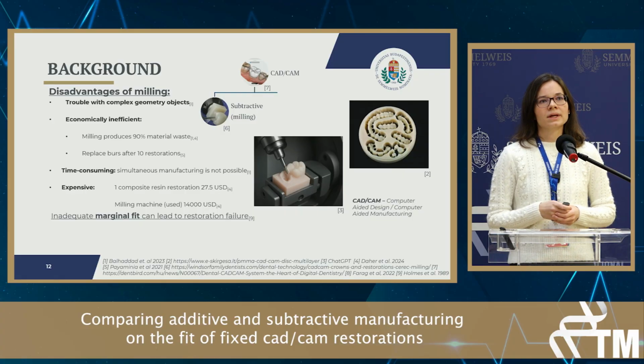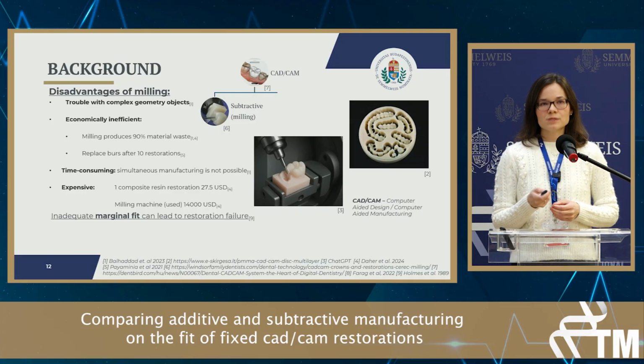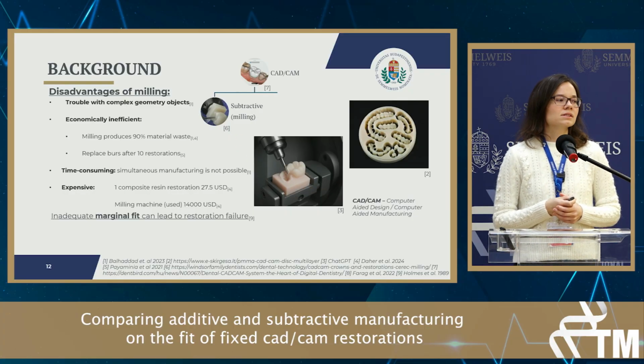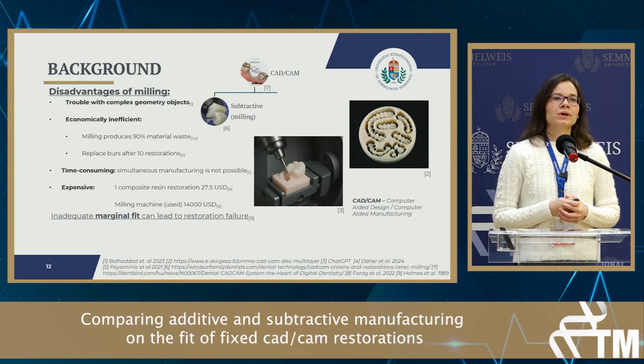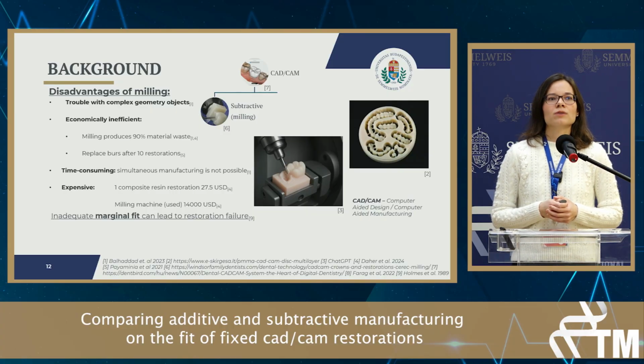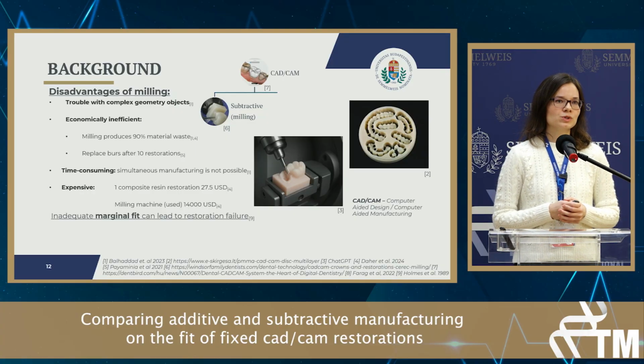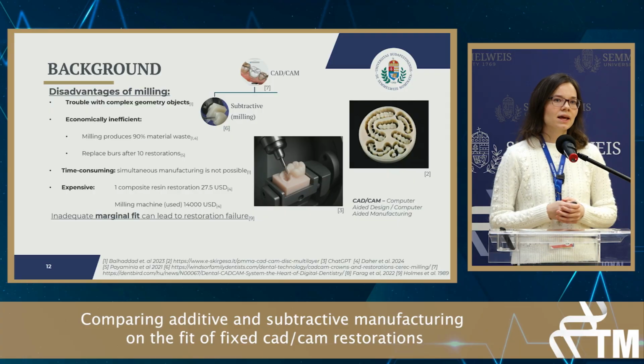It faces trouble in milling complex geometry objects, especially at the undercut area. It is also economically inefficient, since milling produces 90% of material waste, and you also have to replace the worn burs after 10 restorations, since they will deteriorate the marginal and internal fit of the restoration. Moreover, it is time-consuming, since you have to manufacture restorations one after another. It is also expensive, both at the production and at the equipment investment level.